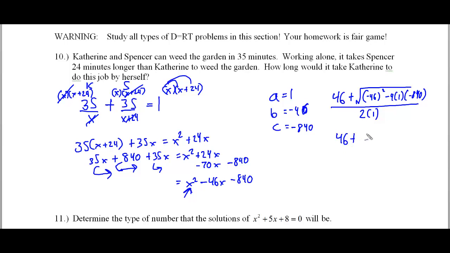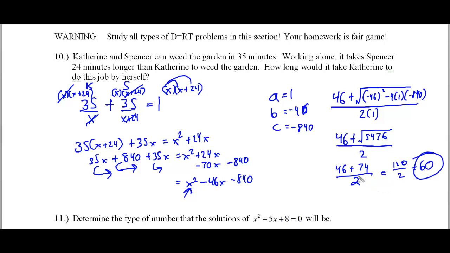So I got 46 plus. All of this inside here is 5,476, if I did that on my calculator, divided by 2. And the 46 is then added to the square root of 5,476, which is 74, all over 2. I would split this up if I needed to, but I don't, because 46 and 74 make a total of 120. 120 divided by 2 is 60. So this means my x is 60, so Catherine takes 60 minutes to do the project by herself, and it looks like Spencer would take 84 minutes to do the project by himself, or an hour 24 minutes, but together they get it done in 35 minutes. So the answer to the question, how long would it take Catherine to do this job by herself, would be 60.